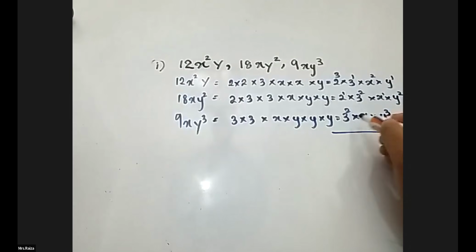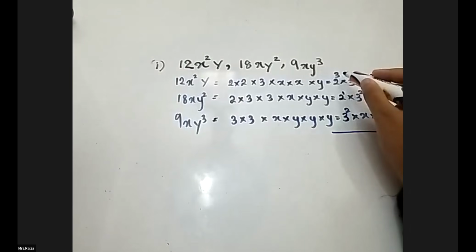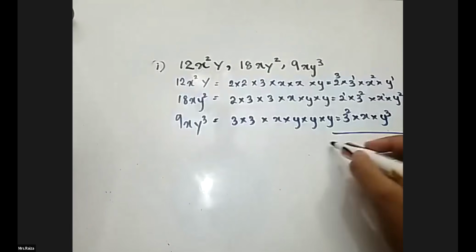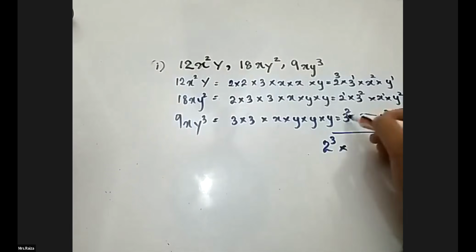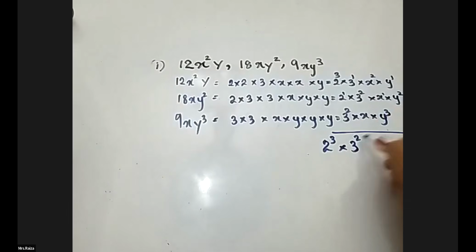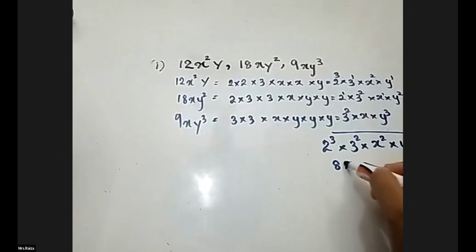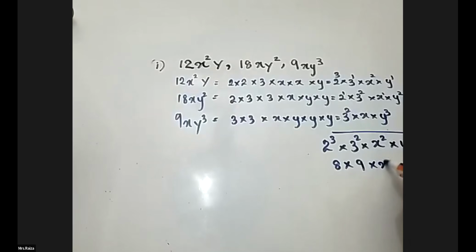Take the factor with the highest index. If I take 2, 2 to the power 3 is the highest. If I take 3, 3 to the power 2 is the highest. We take only 1 out. If I take x, x to the power 2. If I take y, y to the power 3. So you get 8 into 9 into x to the power 2, y to the power 3.